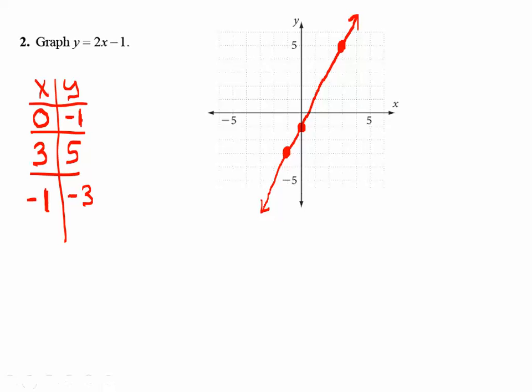Now what the book also does, it actually writes the equation. It'll say y is equal to 2x minus 1 right next to this little line right here. You don't need to do that. The only time that you really need to do that is if you're graphing more than one line on the same axes. That's when. And you're trying to distinguish between the two lines. Otherwise, it's good.